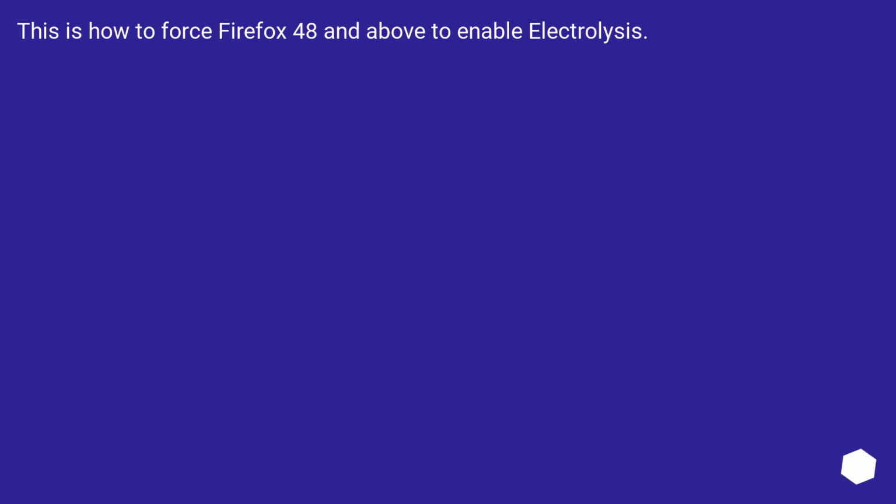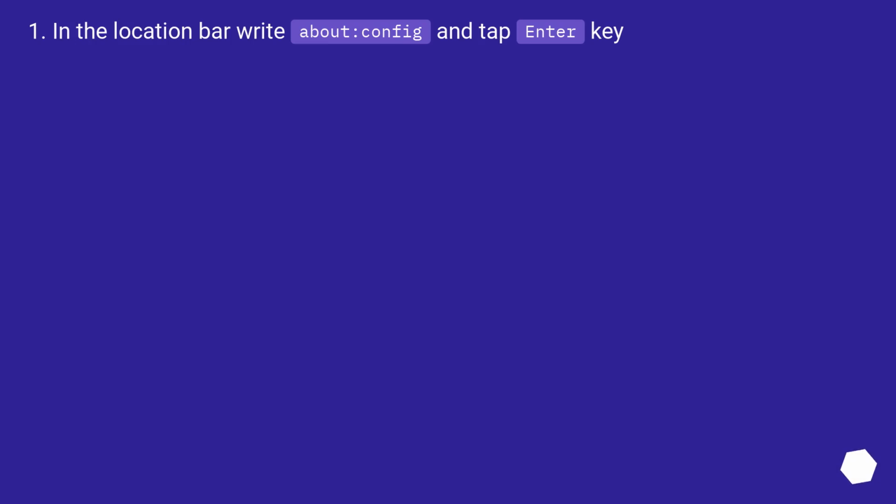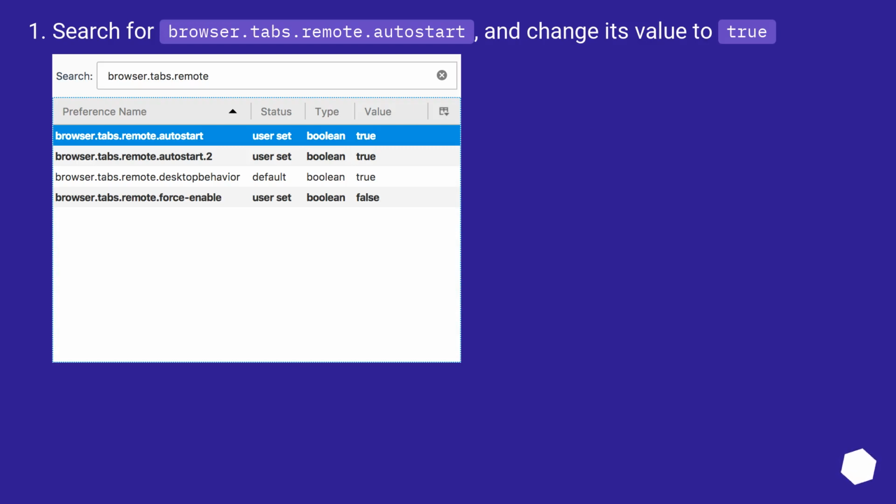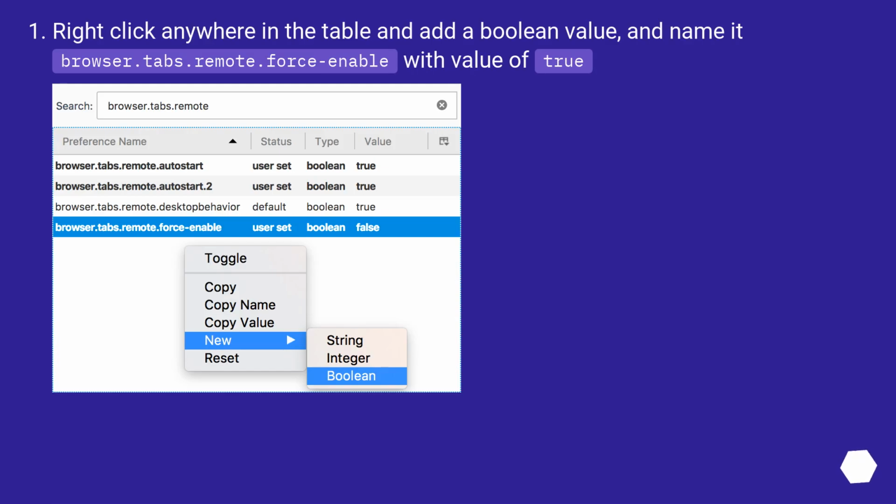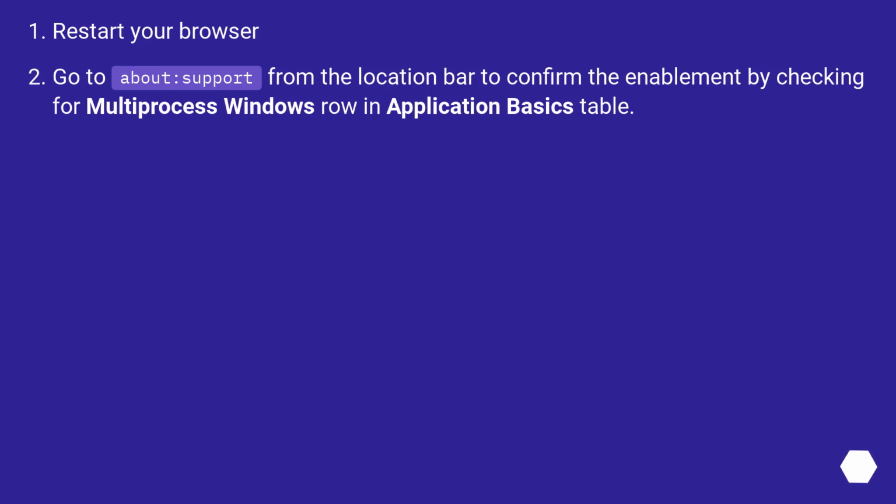This is how to force Firefox 48 and above to enable electrolysis. In the location bar write about:config, and tap the Enter key. Right-click anywhere in the table and add a Boolean value, and name it browser.tabs.remote.force-enable, with a value of true. Restart your browser. Go to about:support from the location bar to confirm the enablement by checking for the Multiprocess Windows row in the Application Basics table.